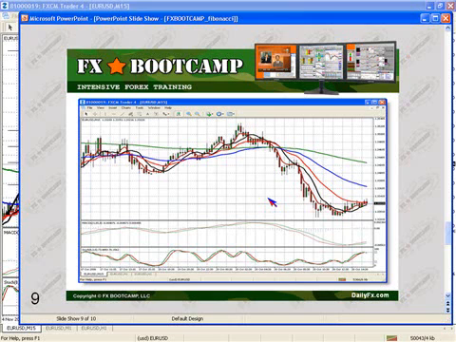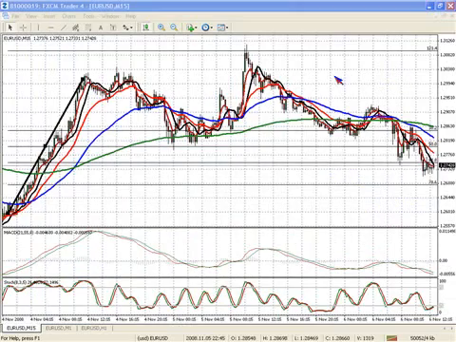So what if we had a leading indicator? Something that would predict the future ahead of time. Would that be helpful to your trading? That's exactly what Fibonacci studies are. We're going to look at ratios today.